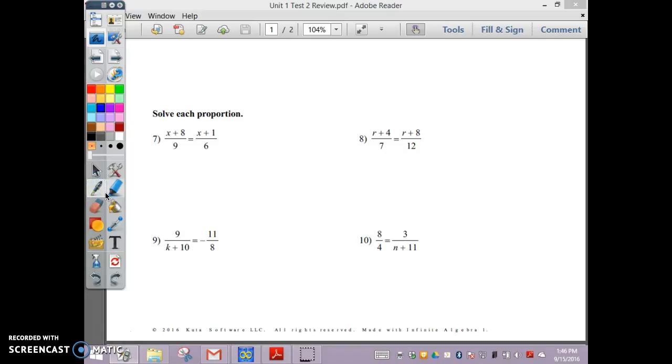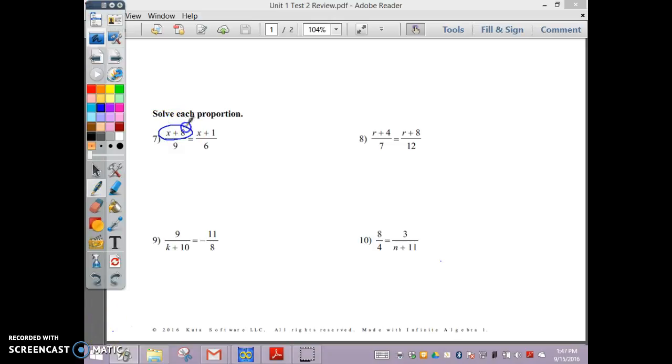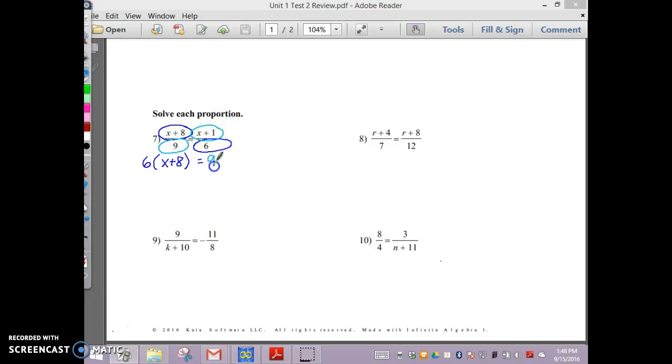Proportions, the easiest way to do this is to cross multiply. You can clear the fraction on number 7 if you'd like, but I am just going to cross multiply. So I'm taking the numerator of one side of the fraction times the denominator of the other side of the fraction. So we are going to distribute 6 times x plus 8 equals. Then we will take the numerator of one side times the denominator of the other side. 9 times x plus 1.